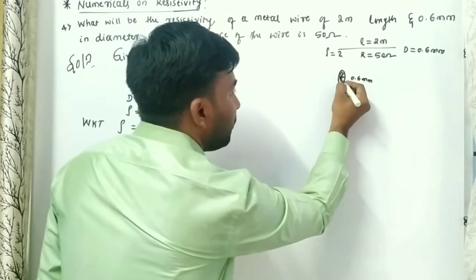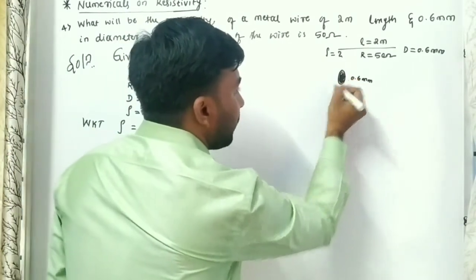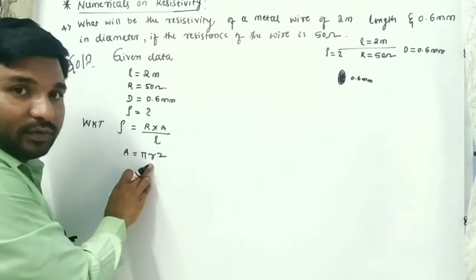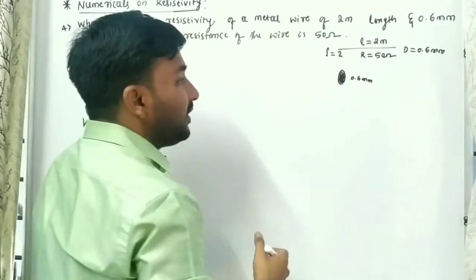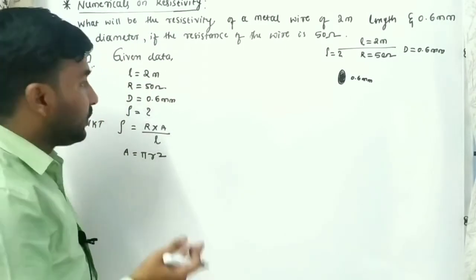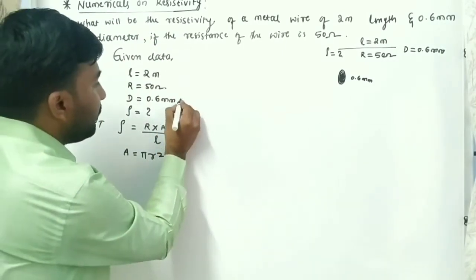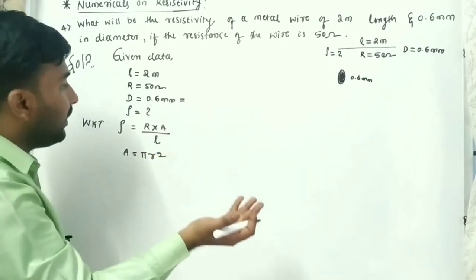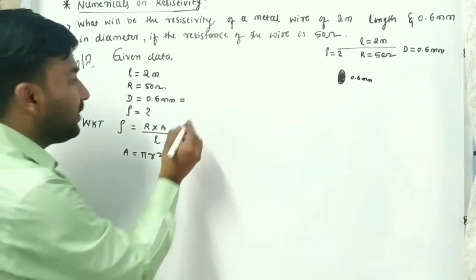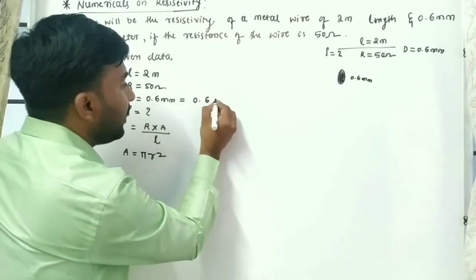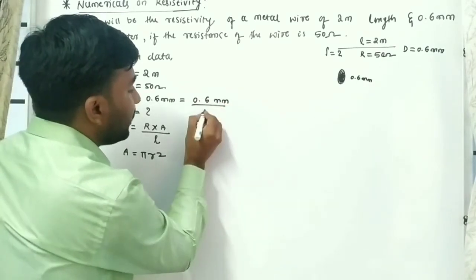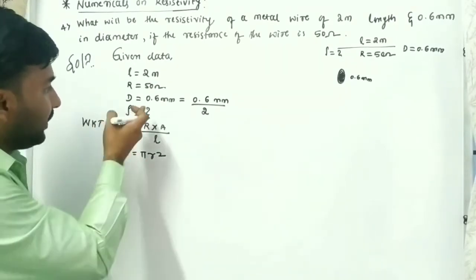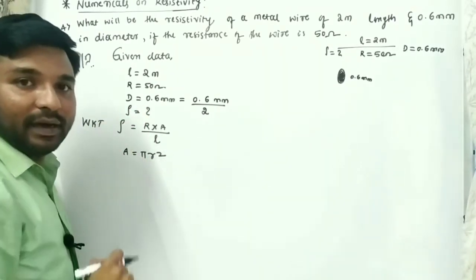A is nothing but what? This is the total area of cross section. And we have the formula for the area of cross section, which is pi r square. And we know that half of the diameter is radius. So here what we have to do? We need to convert this diameter into the radius. It means divided by 2. So when you divide the diameter by the number 2, you will get the radius.